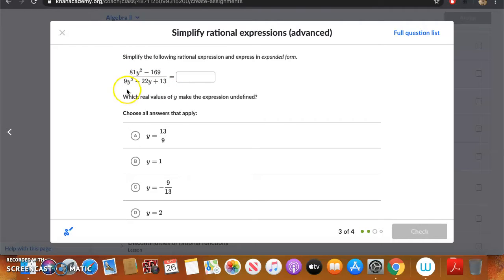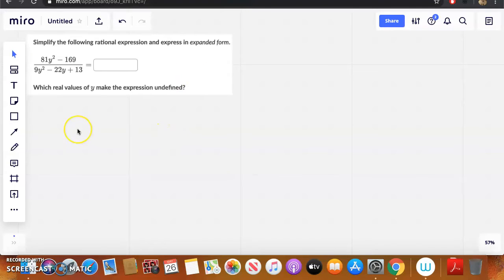All right, let's begin. First problem, it says simplify the following rational expression, express in expanded form. So now they want you to not express it in factored form, but in expanded form. In other words, when you multiply out all of the factors. And again, which real values of y make the expression undefined? Which values of y, in other words, will make the denominator equal 0? We have to identify those. So I've copied it over here, and let's work on it.